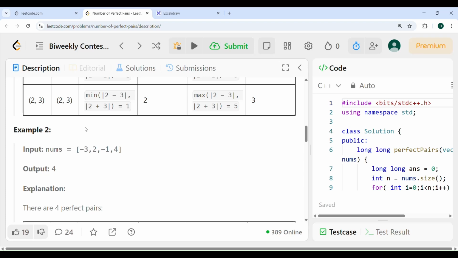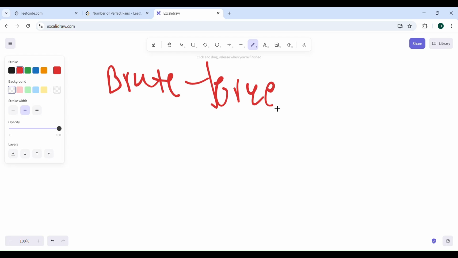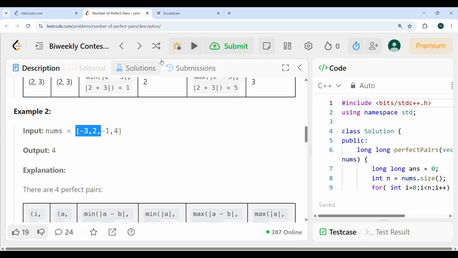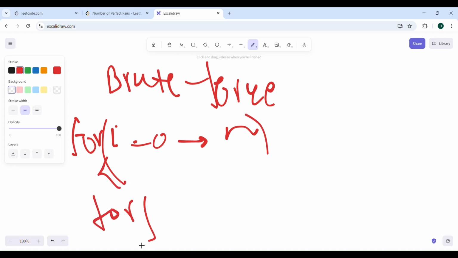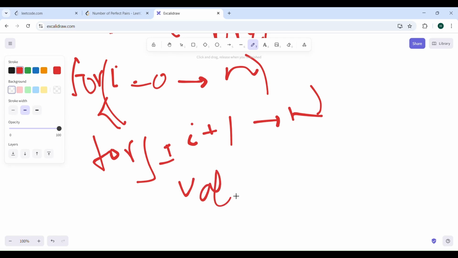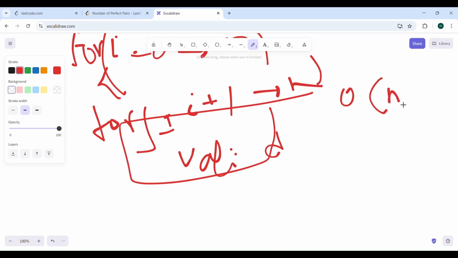Before jumping to the solution, let's discuss the brute force approach, right? What is the brute force approach? The brute force approach would be to traverse all the indices. Start a for loop from i equal to 0 to n, and again go inside another loop for j equal to i plus 1 till n. And you can check for every pair of indices whether it is valid or not. If you do this, it will take big O of n square.